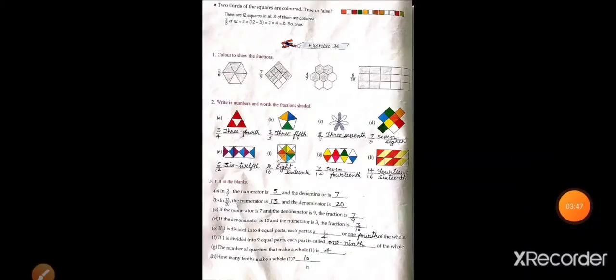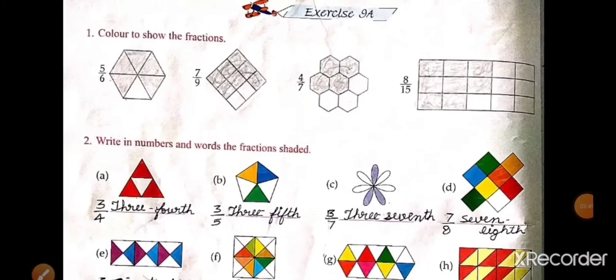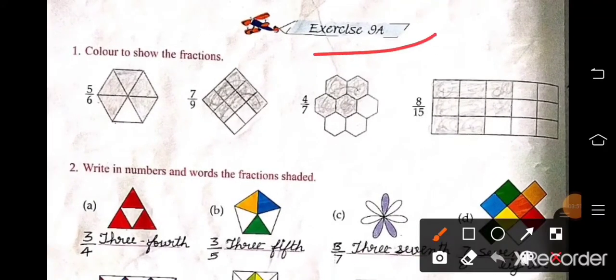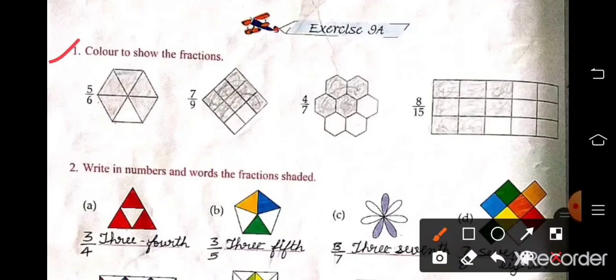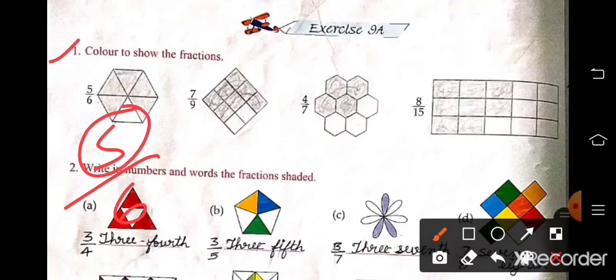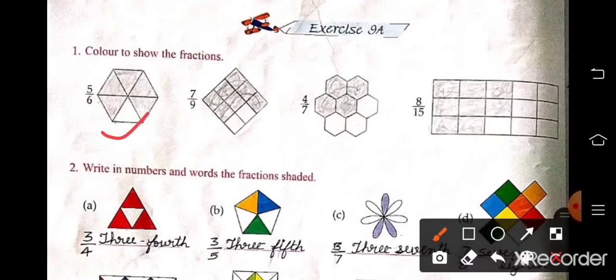At page number 72, exercise 9A. Question number 1, color to show the fractions. So in the first part, 5/6. Total 6 parts are here. We have to color 5. So color like this. You can use a pencil or wax color for coloring. Okay.